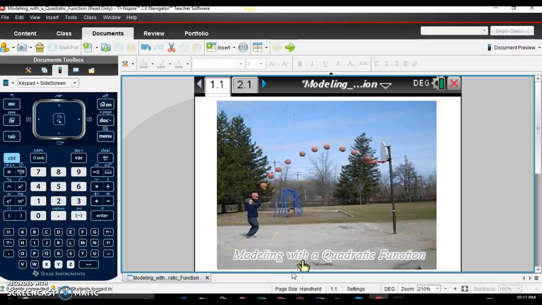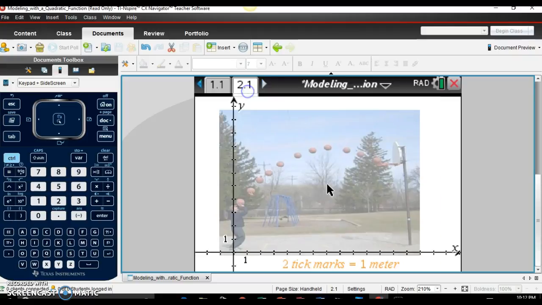And hopefully by this point they have seen several quadratics, and you can ask specific questions about how does this parabola open? What is the vertex? Are there any roots? Some questions that we might be able to answer from this picture if we had a grid. And that's the cool thing about this: you can click on 2.1 and it's already put it on a grid for you, which is very, very nice.